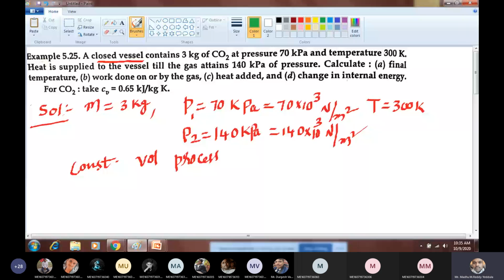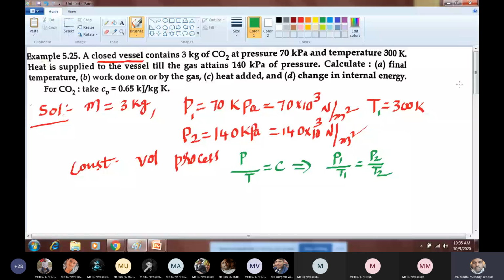Now tell me, for a constant volume process, what is the governing equation? P by T is equal to a constant. Therefore, P1 by T1 is equal to P2 by T2. Can we write it like this? Right.